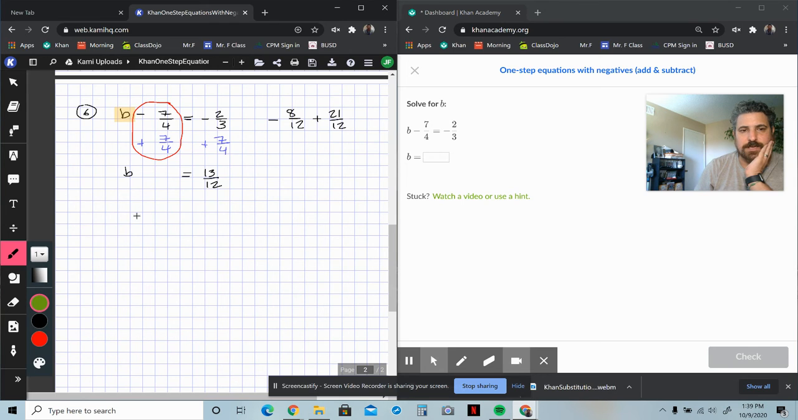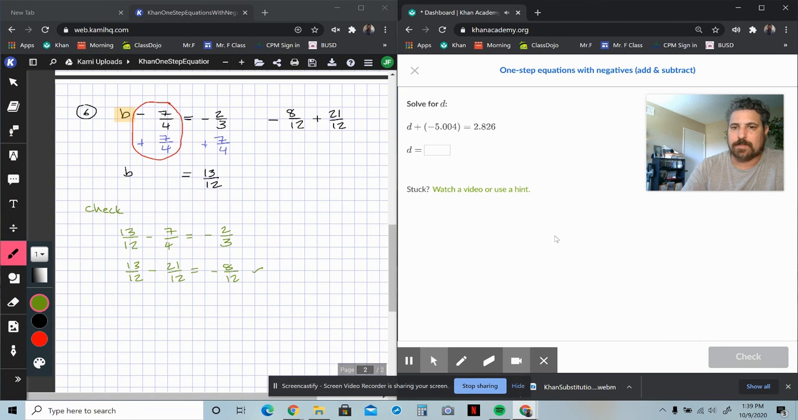And then you've got to just check it, see if it works. So we're going to do a little check and see if we get the right answer. So this would be 13/12, take away 7/4, should be equal to negative 2/3. Let's see if it is. Common denominator would be 12. So this is 13/12, take away, times top and bottom by 3, 21/12, is equal to, times top and bottom by 4, negative 8/12. Okay, so let's see if that's a true statement. Is 13/12 take away 21/12 equal to negative 8/12? Yeah, the negative is going to win by 8, so that works. And so we got that one right. So the answer here should be positive 13/12 for b.